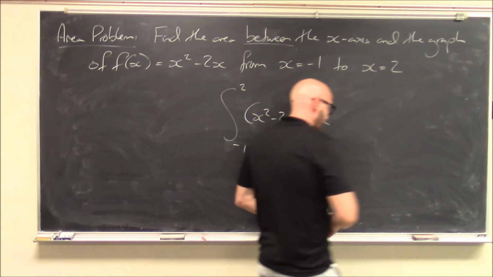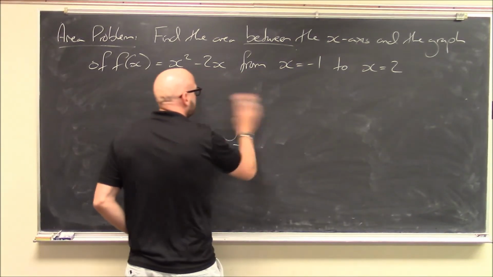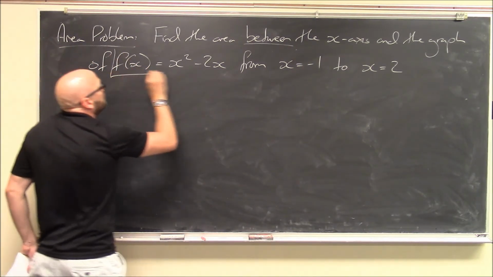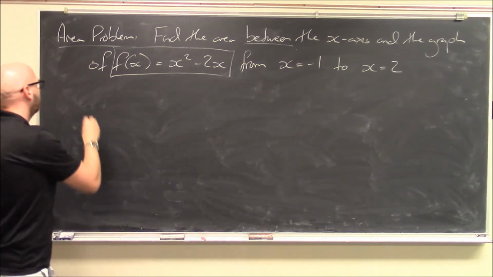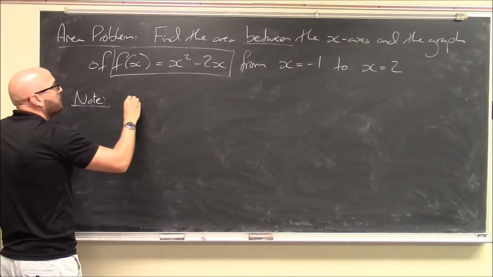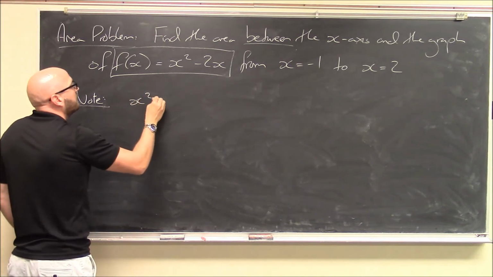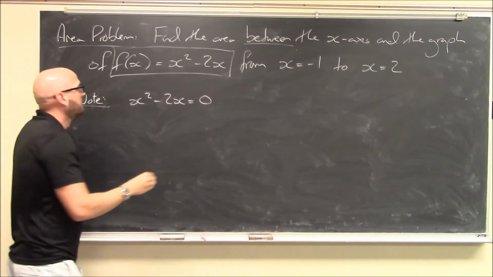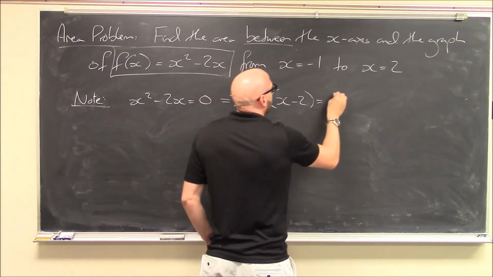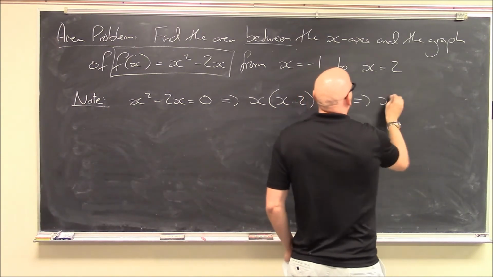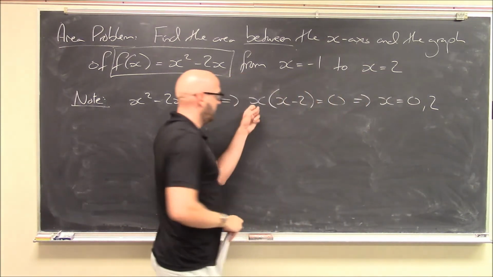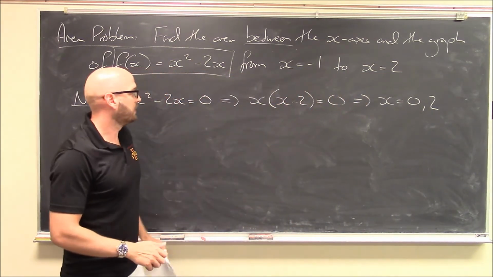And I'll show you why. So let's graph this function and figure out what it looks like. When does it cut through the x-axis? When is y equal to 0? So x squared minus 2x equals 0. Let's factor out x: x times x minus 2 equals 0. So x is 0 or x is positive 2. Two different roots here.